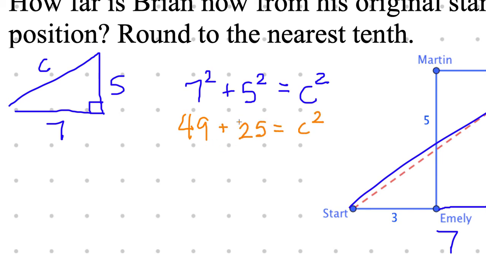Now let's go ahead and add those, Josie. The 9 and 5 makes what? 14, so I'll carry the 1, 4, and then I'll carry the 1 up here. 2 and 4, and that carried 1 adds up to 2 plus 4 plus 1. Yeah, 7 is equal to C squared.